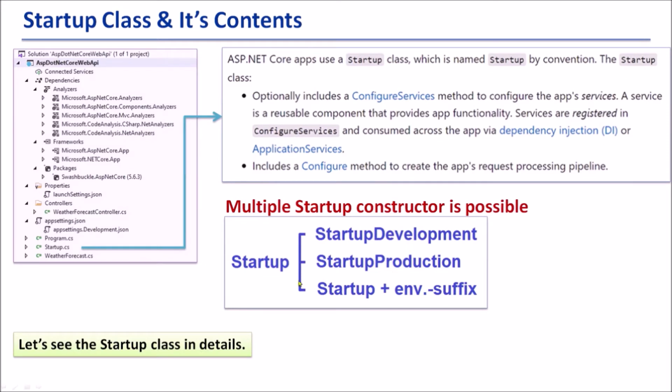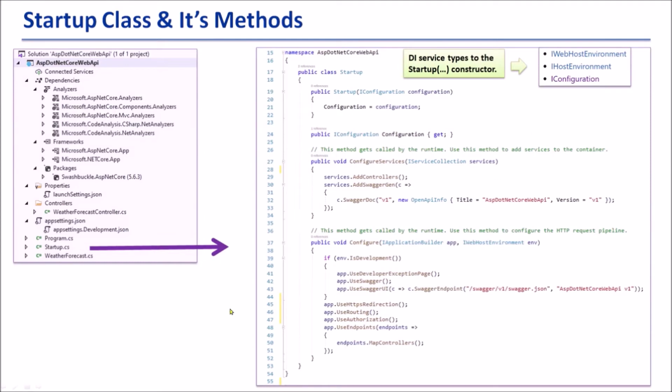In general, we use a single Startup class. However, in practice, multiple Startup classes are possible, namely StartupDevelopment, StartupProduction, StartupStaging. We can use different or multiple Startup classes. Startup plus environment suffix, we can create the corresponding Startup class. Now, let's see the Startup class in detail. This is the content of the Startup class.